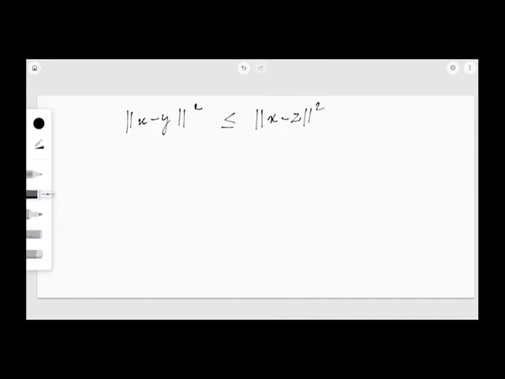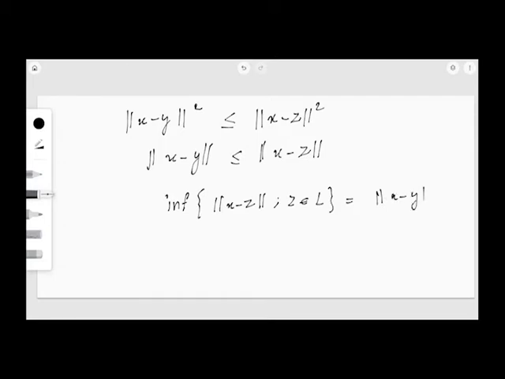So taking square root on both the sides, removing the square, we get this is less than or equal to norm x minus z. So as z was chosen arbitrarily, we can conclude that the infimum of norm x minus z, where z is an element of L, is equal to what? Norm of x minus y, because norm x minus y is always less than or equal to norm x minus z. So the infimum will be equal to norm x minus y. So by the definition of projection, we can say that y will be the projection of x.